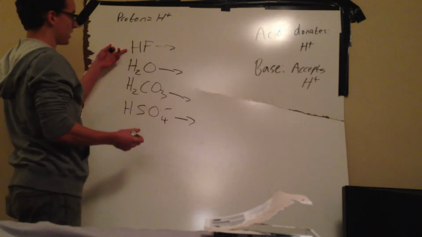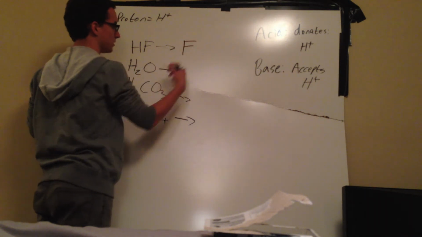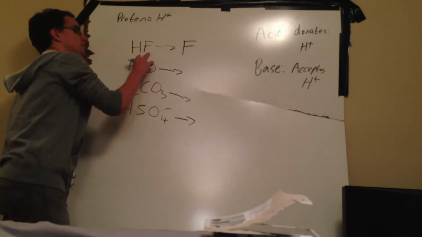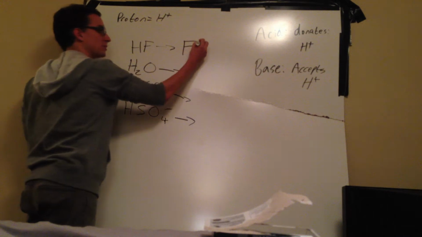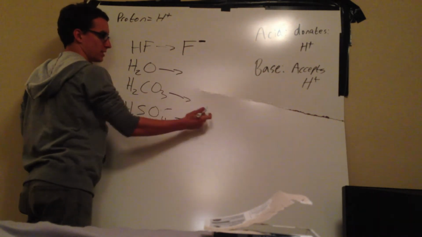So what happens when you give this H away? So we have F. That's all that's left, right? Just an F. But since this is neutral charge, it's going to go down to a -1. If it's not making sense, just keep watching me work through these. They'll start to make sense.